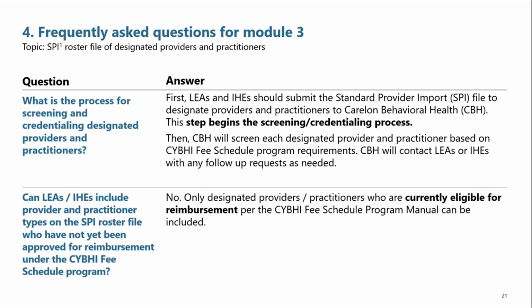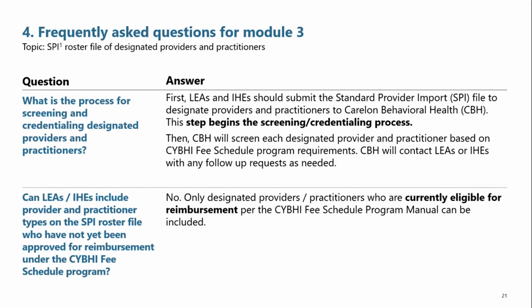What is the process for screening and credentialing designated providers and practitioners? Once an LEA or IHE submits the standard provider import SPI file, Carillon Behavioral Health begins the credentialing and screening process. This includes reviewing each provider and practitioner's NPI and license information, ensuring all requirements align with the CYBHI Fee Schedule Program Manual. Carillon Behavioral Health will reach out to the submitting LEA or IHE if any information is missing, inconsistent, or requires follow-up.